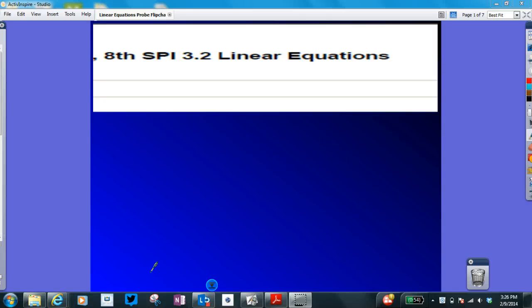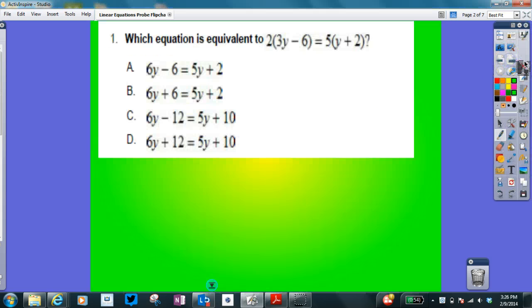All right, this is the practice probe over the linear equations, SPI 3.2. All right, let's get started on these. What I want to do is I'm just going to work each one of these. You only need to really watch the ones that you missed. That's all I want you to watch, and just work back through them. And of course, you'll do the discussion board to get some credit back on your daily work.